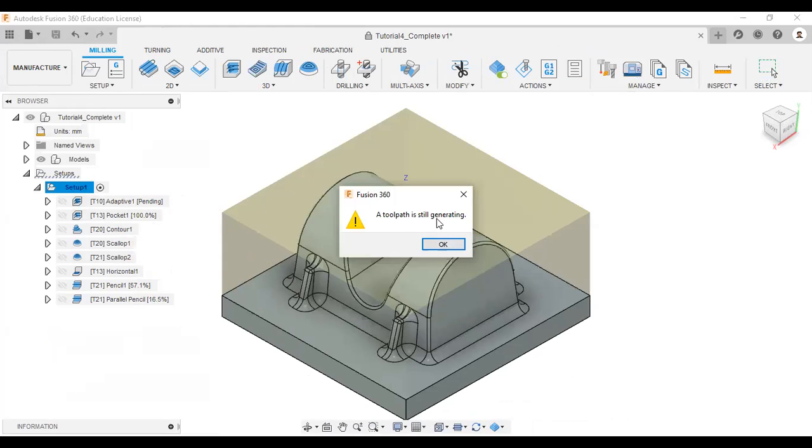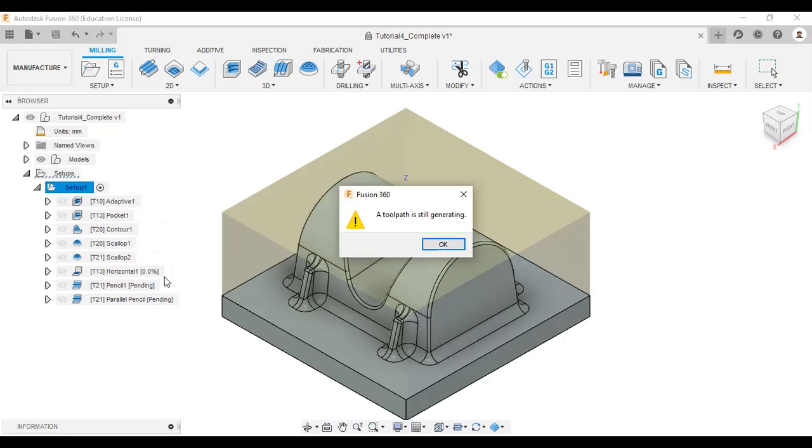Here you can see the toolpath is still generating, pending. Some strategies are 56% completed. Once this is completed, you can see the simulation.